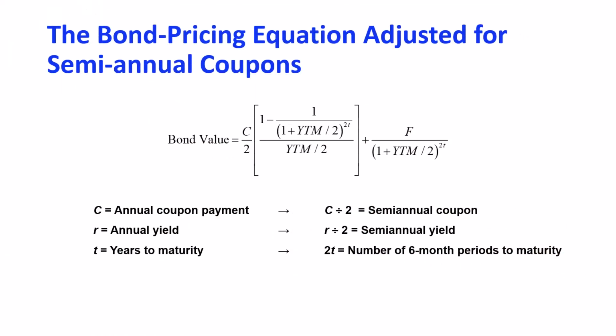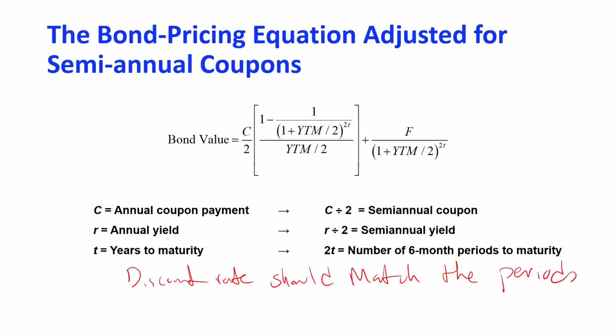As you know, for discounted cash flow analysis, your discount rate should match the periods. So far, when we looked at the examples of annual coupon payments, because the yield to maturity was an annual rate and the coupon rate is also an annual rate, and the number of periods are stated in years, we didn't have to do any adjustment.